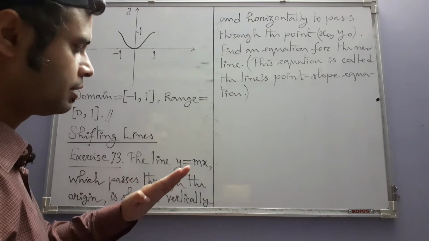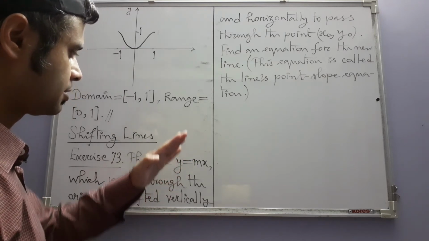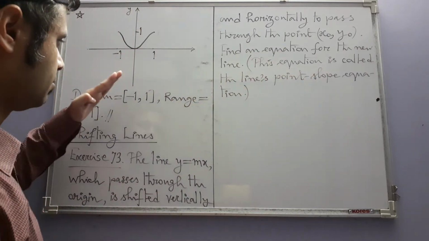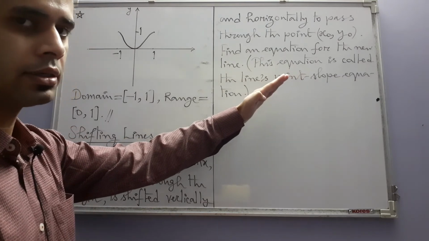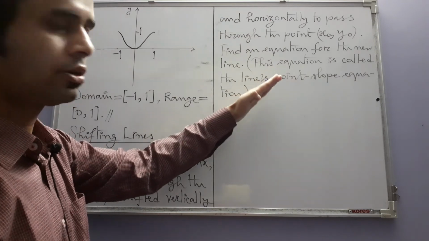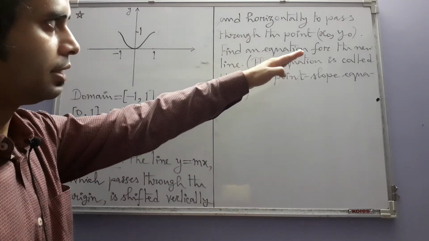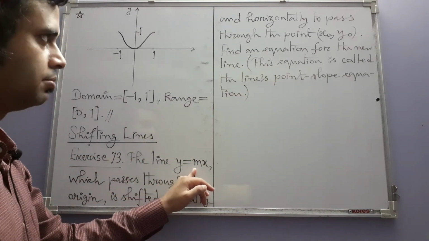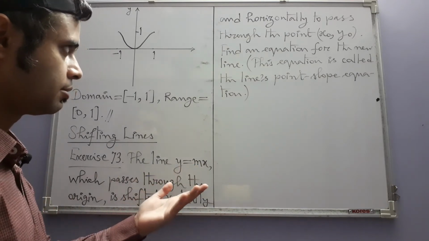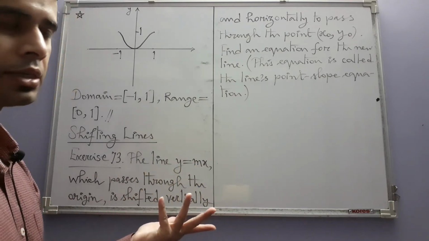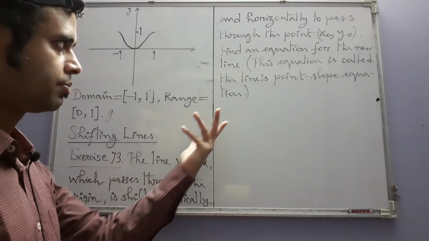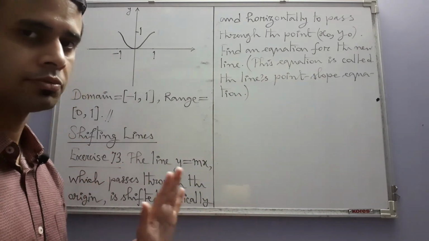Whatever type of shifting you do, say this is your line, if you shift it horizontally, it will go like this, it will take a new position. If you shift it vertically, it will go like this. The slope does not change. So in the new position also the slope is going to be m, and instead of passing through the origin, it will now pass through this new point. So the new equation is going to be called the point slope equation of the line.